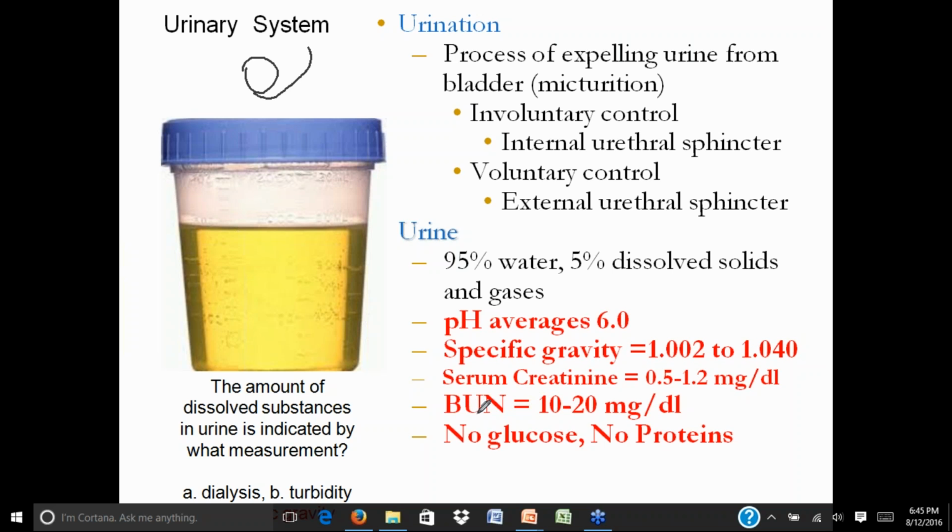Okay, so BUN. Serum creatinine is a waste product of the muscles, and the value is going to be 0.5 to 1.2 milligram per deciliter. BUN is the blood urea nitrogen. So urea is going to be 10 to 20. 10 to 20 is the normal value. And there is no glucose and no proteins in the urine.